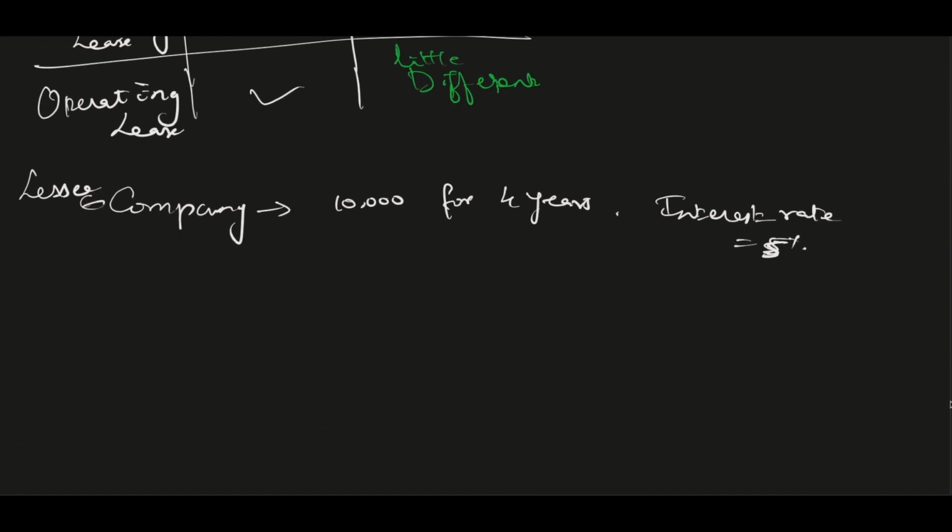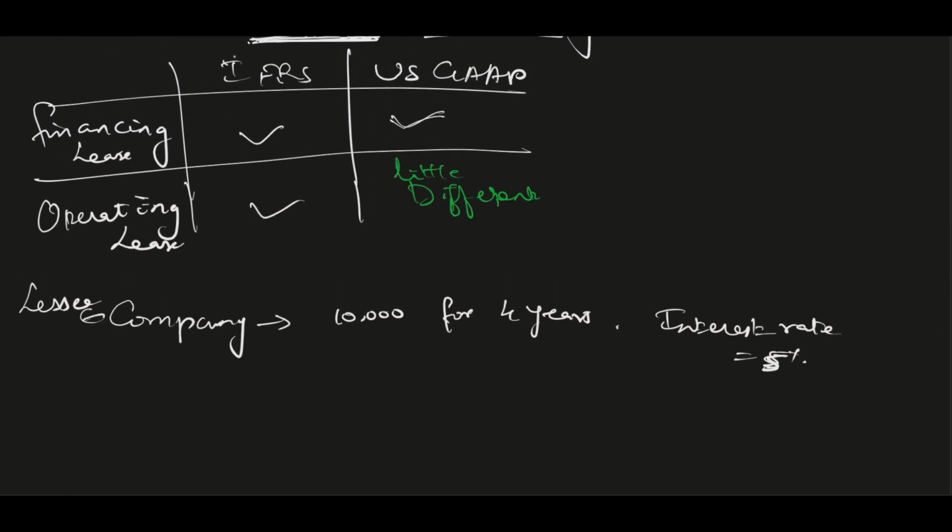So if this is the case, now if it is done through IFRS, then it will be done through financing lease or operating lease. It's one and the same, right? And even for US GAAP, all these are one and the same. So how should it be done? That's what we are going to see now.